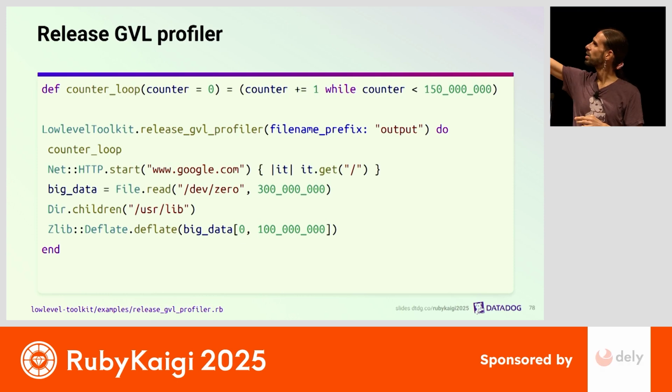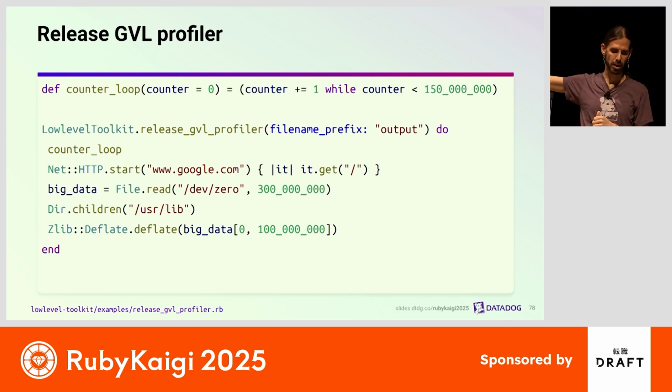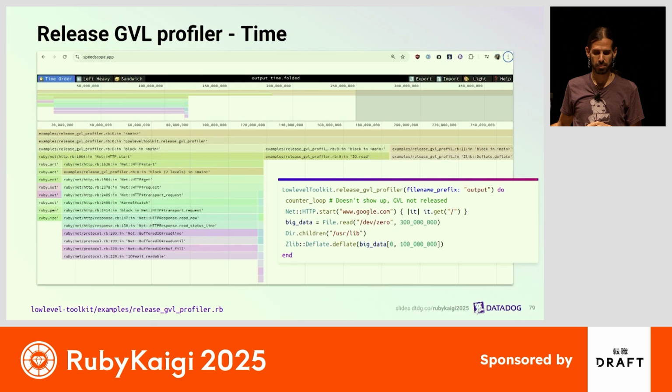This code actually gets the counter loop again, and then it does a network call to get the Google front page. It reads a very big file. It lists which files are inside that directory with dir.children, and it also does a bit of compression of the big file that we read. And this is the result.